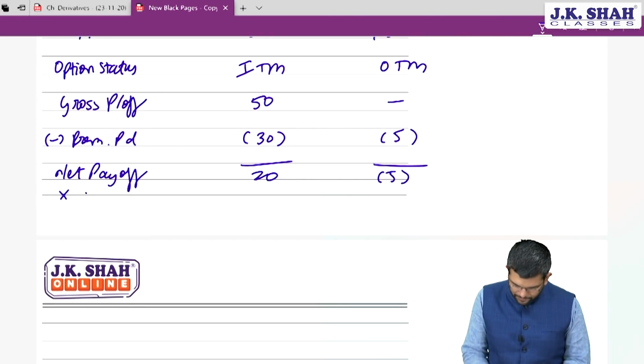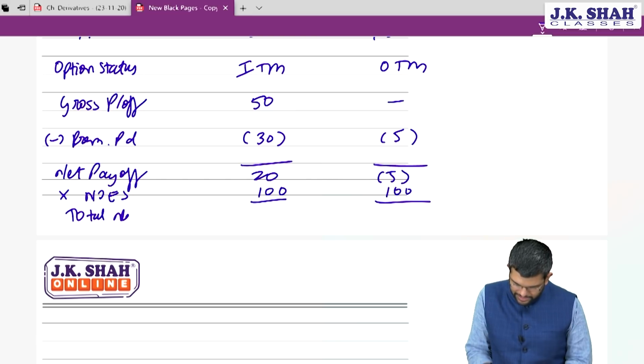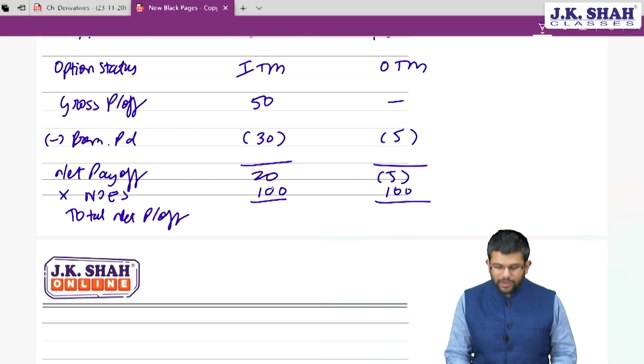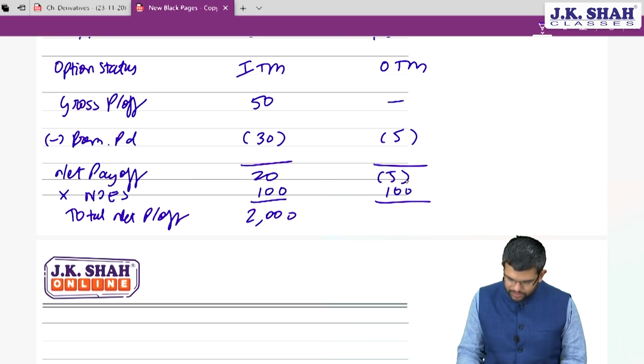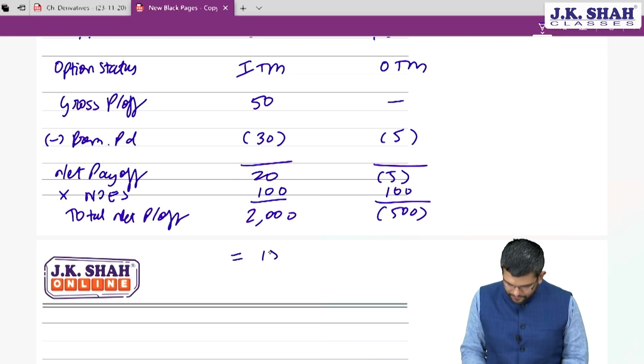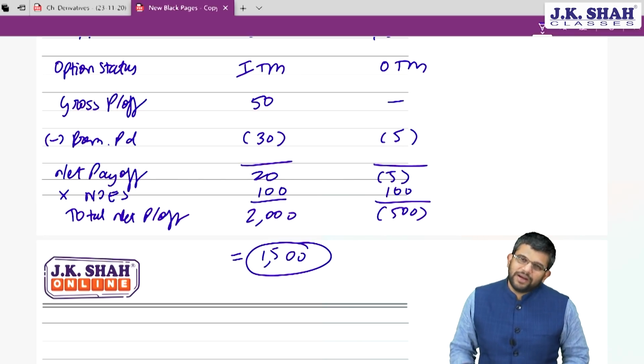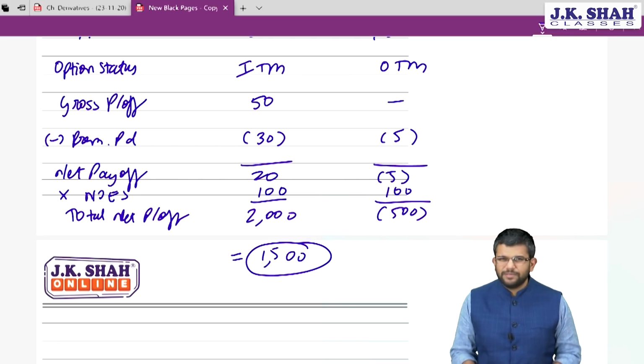Children, we just have to multiply this by the number of equity shares, that is 100 and 100, to get the total net payoff. Total net payoff will be 20 into 100, that is rupees 2000, and negative 5 into 100, that is 500. Can I say 2000 minus 500, 1500 rupees? Yes, 1500 rupees will be our total net payoff from this particular strategy. Everybody following? Very simple question.